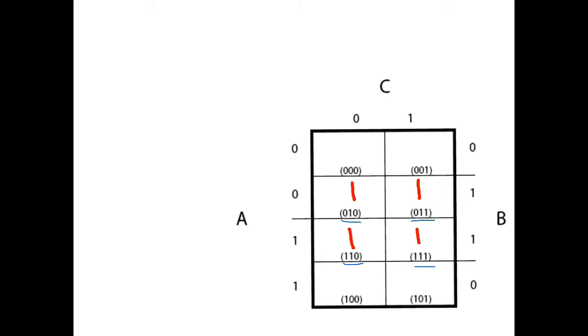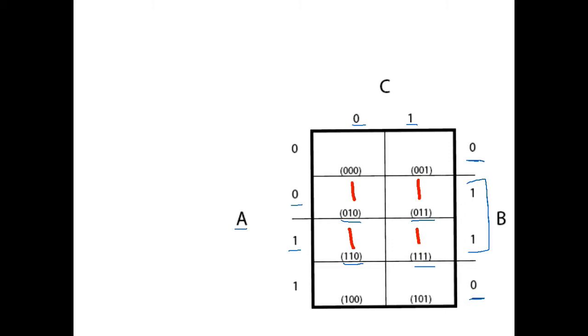Now, looking at A, A is sometimes 0 and sometimes 1. So the value of A is not actually affecting the result here. Okay, what about C? 0 and 1. And so sometimes that's 0 and sometimes that's 1. And it's also not affecting the result. But if we look over here, B is true. And when B is not true, the answer is not true.